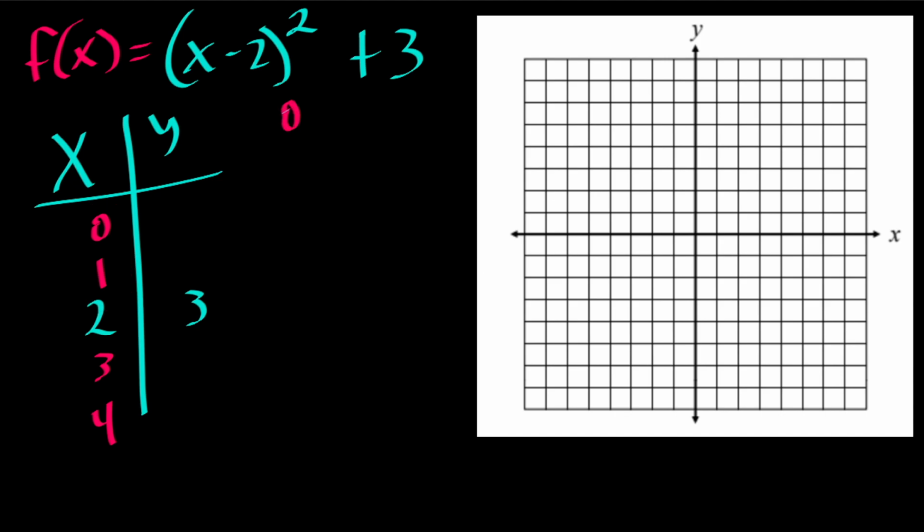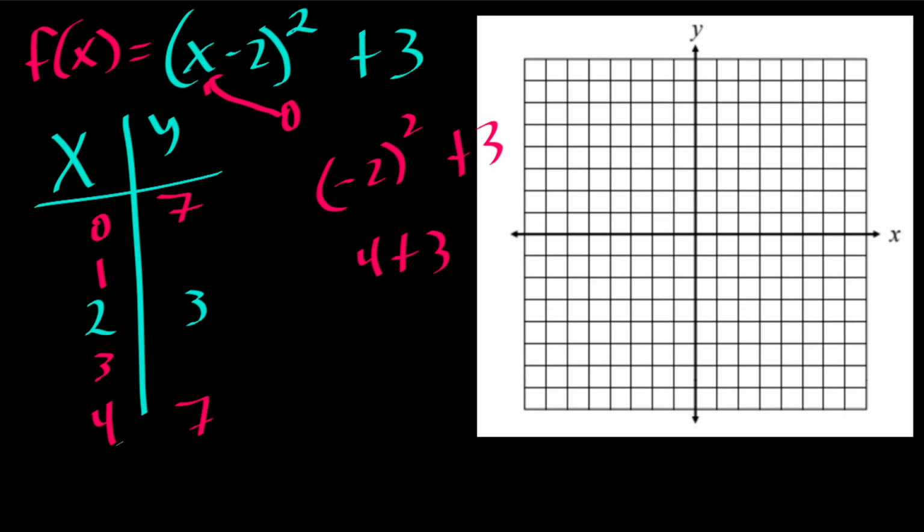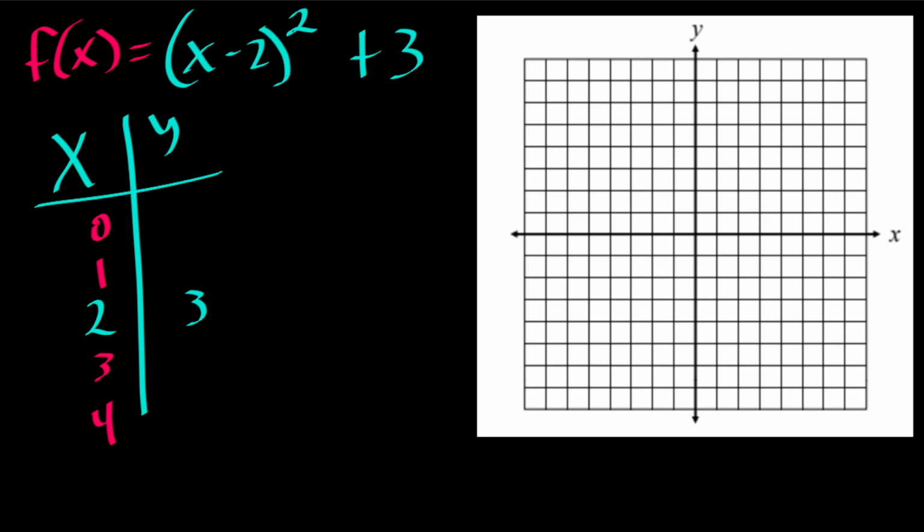So I need to see what is y, or what's my f of x, when x is equal to 0. So that would give me (0 minus 2) squared plus 3. Negative 2 squared is 4, plus 3 is going to give me 7. Now, when I find out that x = 0 gives 7, because this is symmetrical, I actually just figured out that x = 4 is equal to 7. All right, now let's do 1. So let's plug in 1 for x.